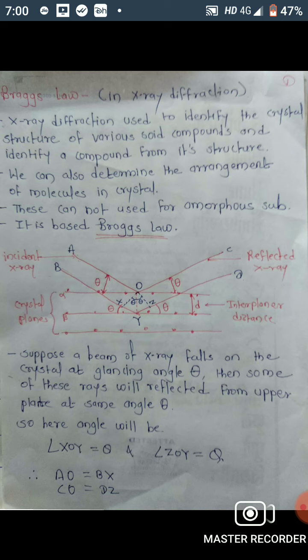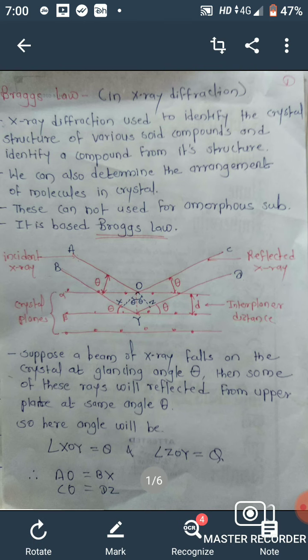There is one diagram for Bragg's law. This is the crystal planes, that is, this diagram shows the diffraction of X-rays from a set of crystal planes. There is one crystal, and some crystal planes are present in it. Between these two crystal planes the interplanar distance is d. Then the incident X-ray falls on the crystal at some angle. There is some angle created on the upper plane of this crystal surface.